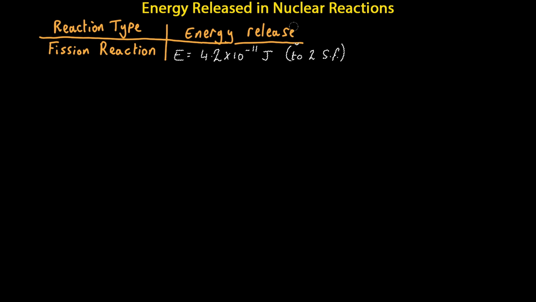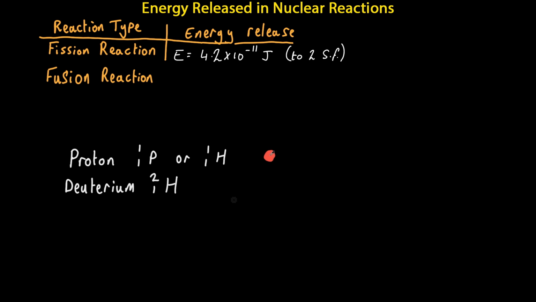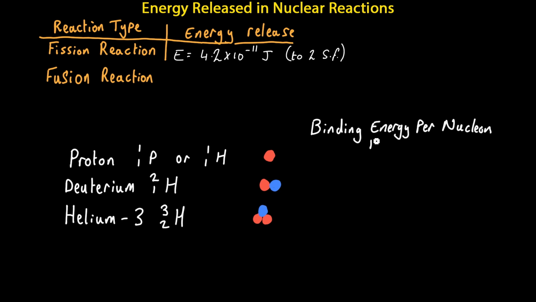Now we're going to have a look at a fusion reaction that is occurring in the center of a star. In this reaction, a deuterium nucleus and a proton fuse together to form helium-3. The binding energies per nucleon of deuterium and helium-3 are 0.864 mega electron volts and 2.235 mega electron volts respectively.